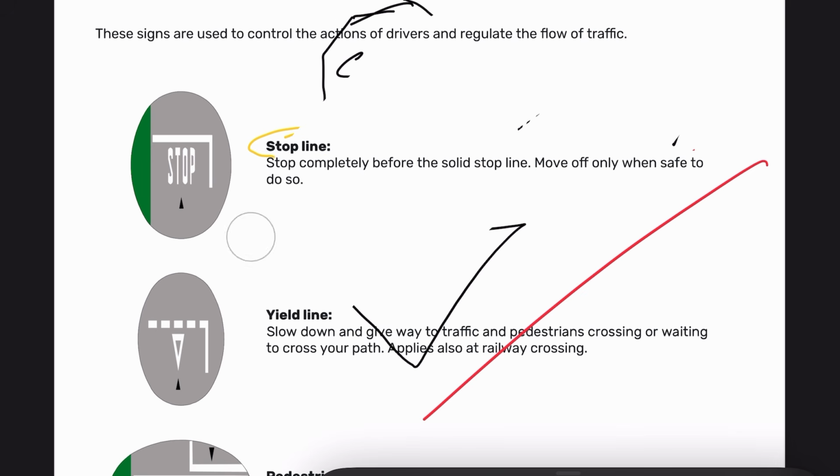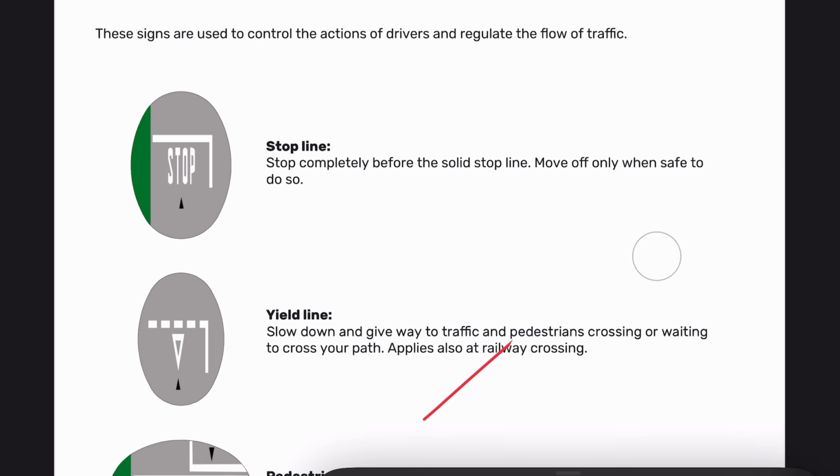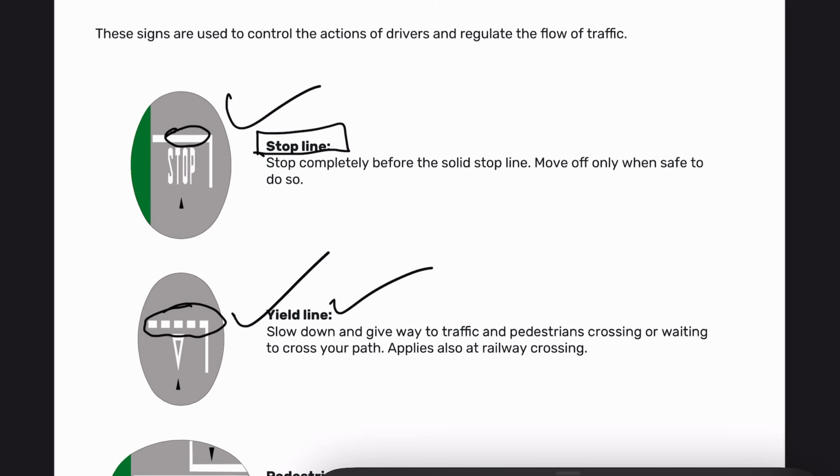So now let's come to the road surface markings. When you look at the road surface markings, for the stop line you have a solid line. And then for the yield line, you have the broken line. You see, these two things are not the same.